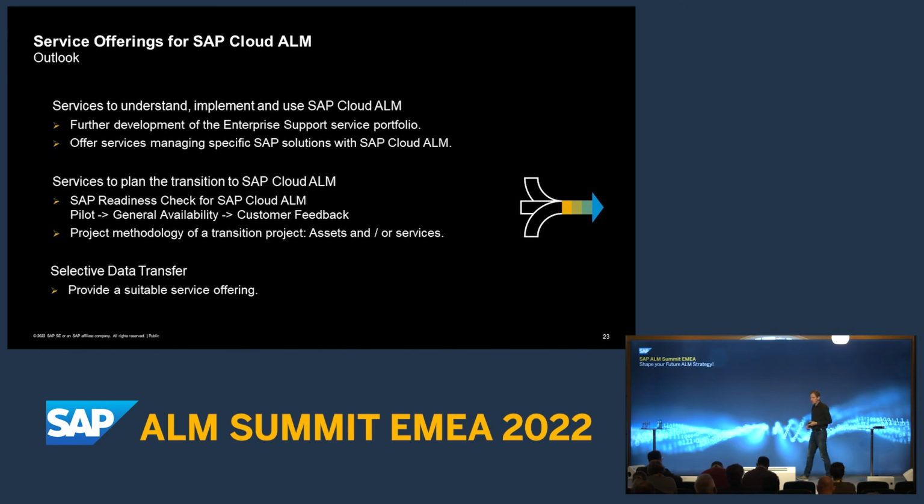And then last but not least, the selective data transfer. Once the APIs are there, once also the functionality in Cloud ALM is there, meaning, for example, that documentation can be stored there, there must be a service offering for enterprise support customers. Also here, if this is an EGI, a best practice, if there is some tooling behind that, we don't know yet, but that is definitely something which is on our roadmap to support you here in also doing that selective data transfer.